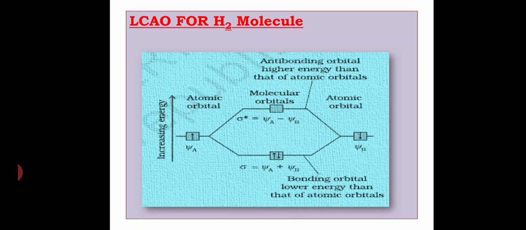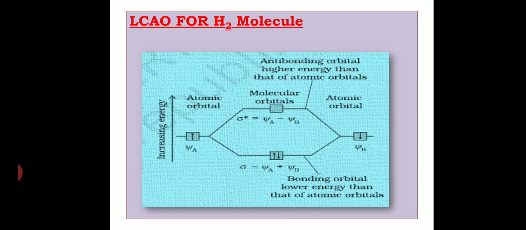Next, linear combination of atomic orbitals for the hydrogen molecule, right? So now we will start with the first element, hydrogen, and how hydrogen atoms combine to form a hydrogen molecule. From the slide you can understand this. Psi A and psi B represent the wave functions of two hydrogen atoms, right? When these two atomic orbitals combine, there are two possibilities of molecular orbitals. One is bonding, the other one is anti-bonding molecular orbital.